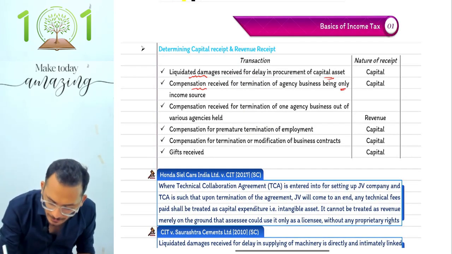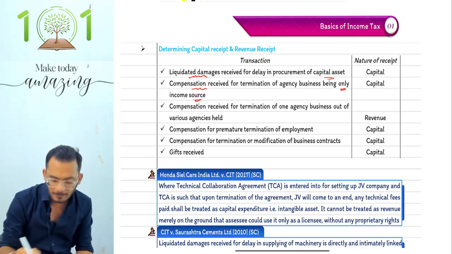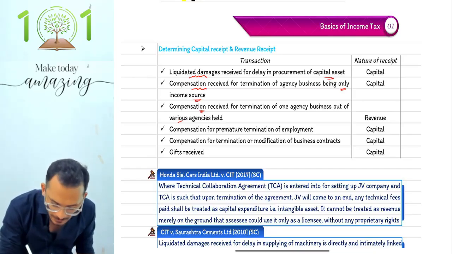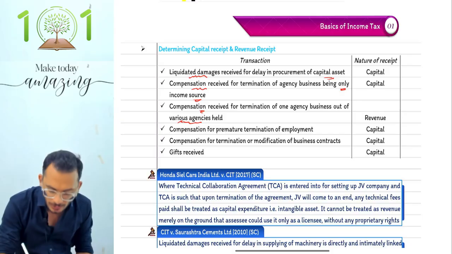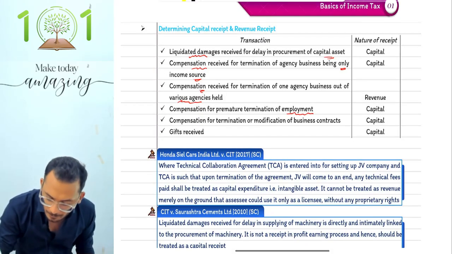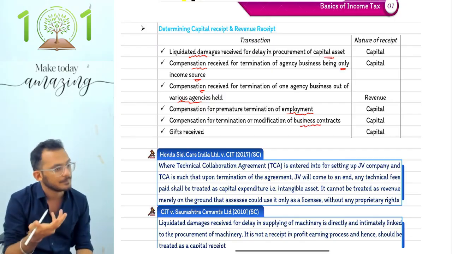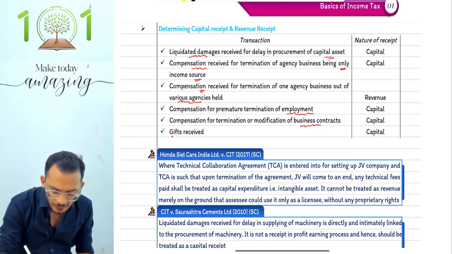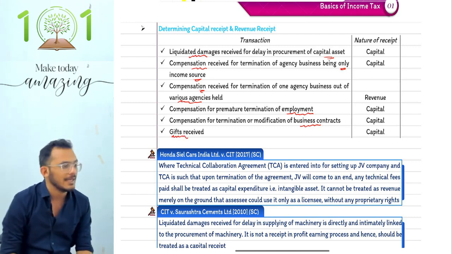Compensation for a only business activity, capital. Compensation for multiple business activity, revenue. Compensation for employment activity, capital. Compensation for business contracts, capital. Any kind of gift received, capital in nature.